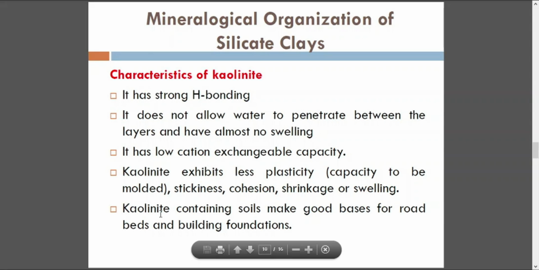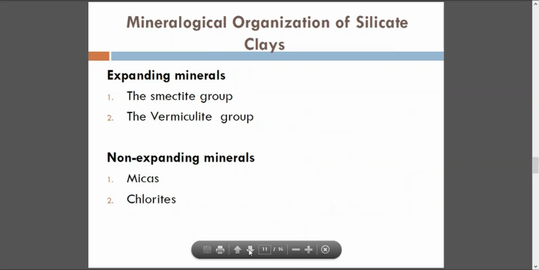So therefore, because of these characteristics, kaolinite-containing soils make very good foundations for buildings and also road beds for construction of roads. These are the different types that we've talked about: the expanding, including the smectite and vermiculite groups, and then the non-expanding, containing the micas and the chlorites.